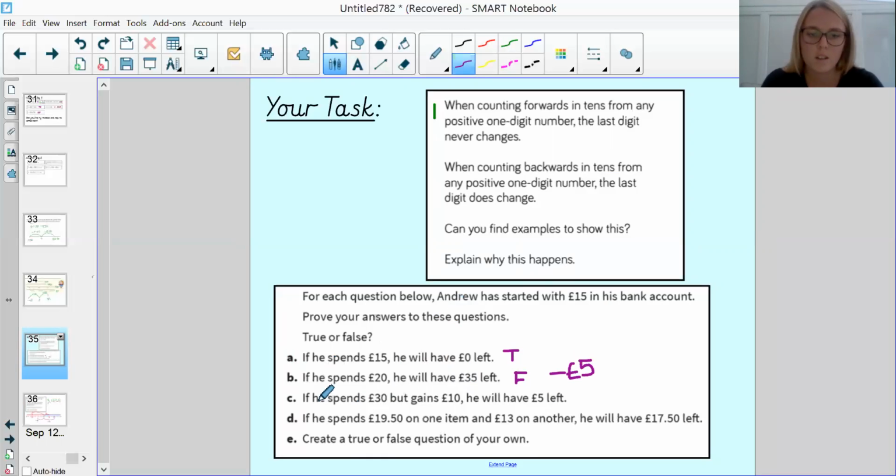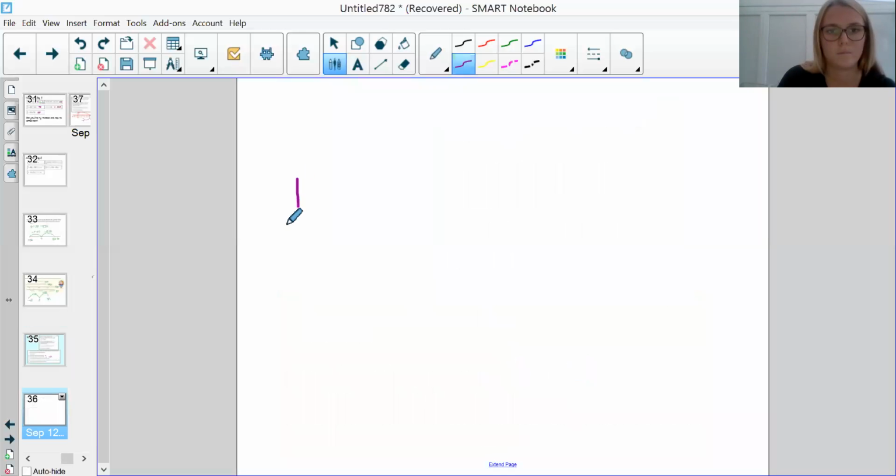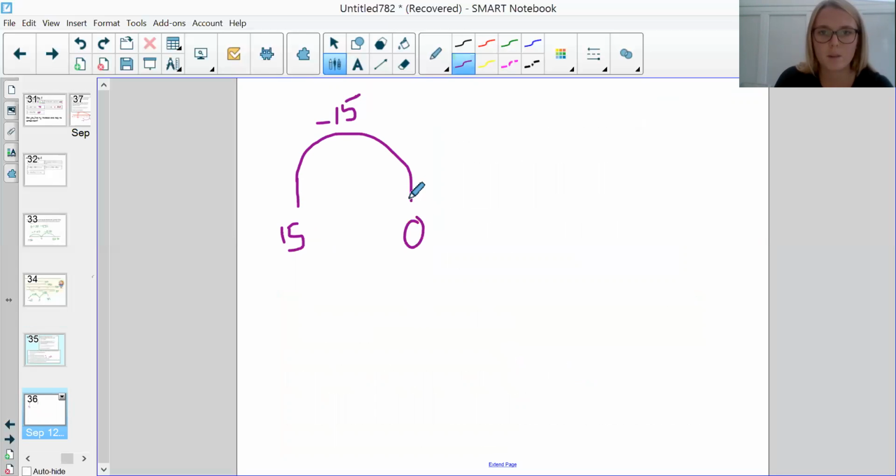So this one's false, and the actual answer would have been he would have ended up with -£5, okay? C, if he spends £30 but gains £10, he will have £5 left. Okay, so I'm going to check that one. So he starts with £15. He spends £30. Okay, so to jump to the 0, we're subtracting 15. And then because he spent £30, we've got another £15 to take off, so he would end up with -£15. Okay, so we've taken away the whole 30.